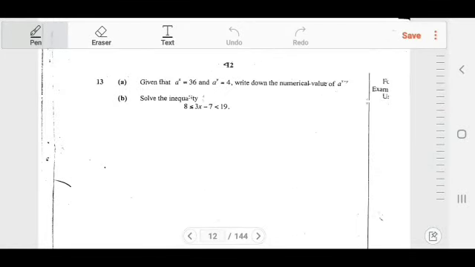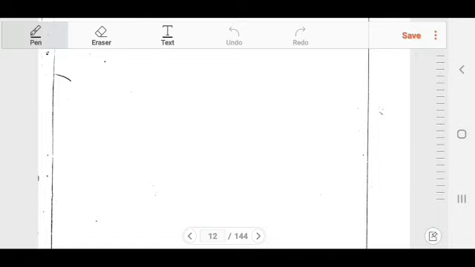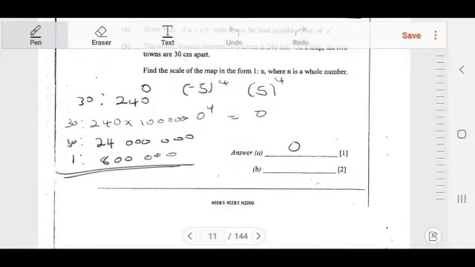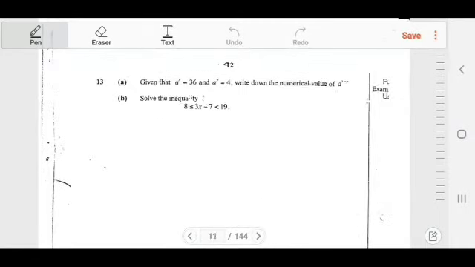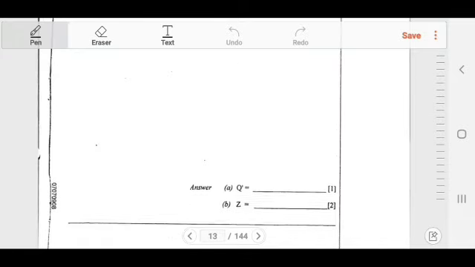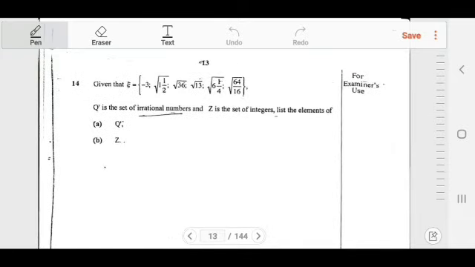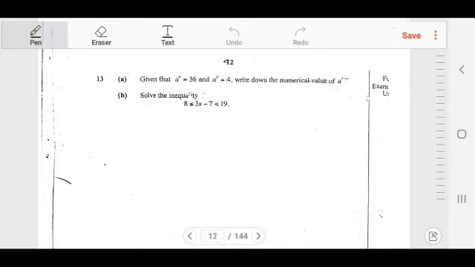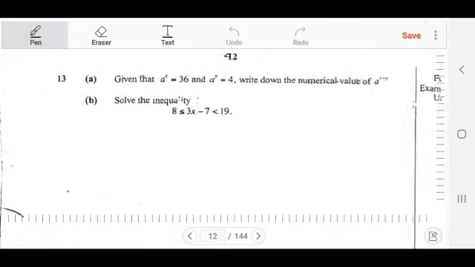Then moving on to number what? Supposed to be number 12. Okay, seems like number 12 is not available here. I can't find number 12 here, so let's just do number 13.